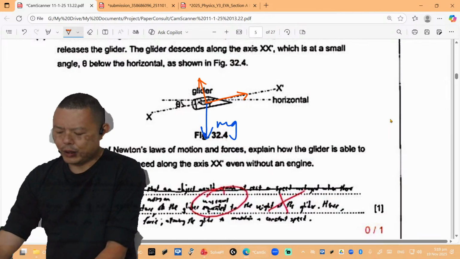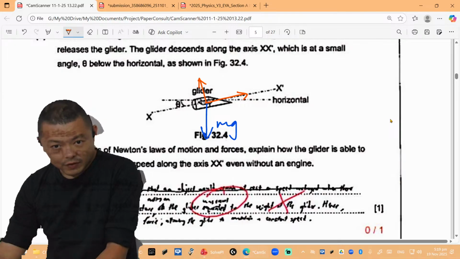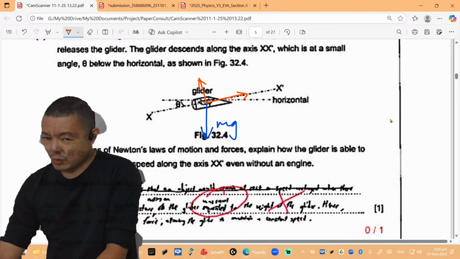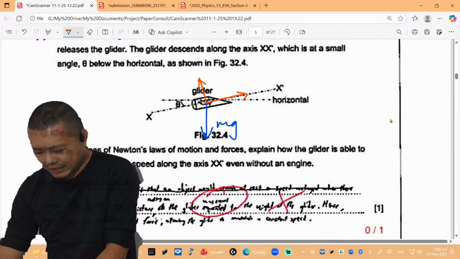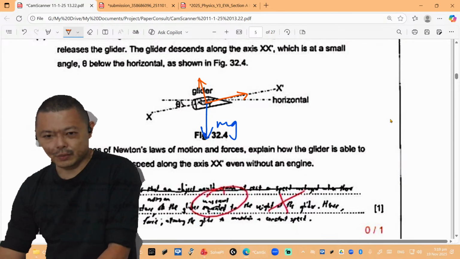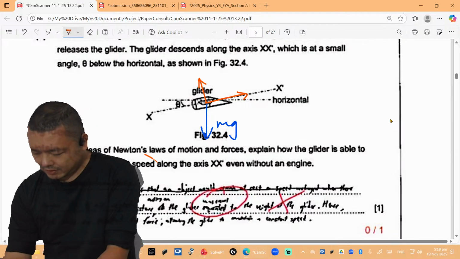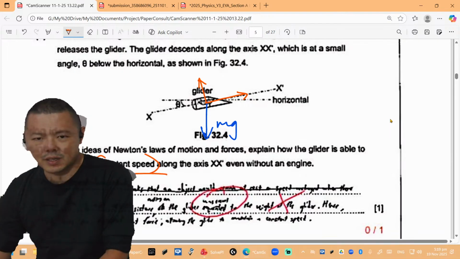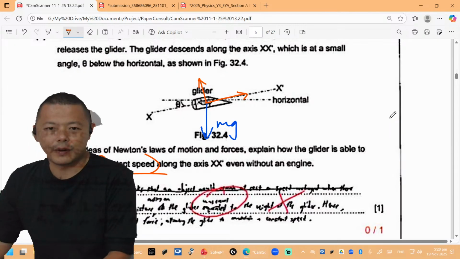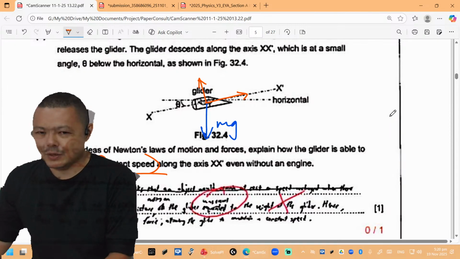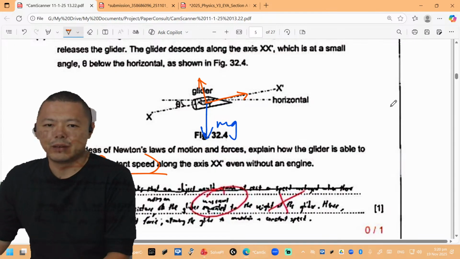If I want to keep it very simple and not overcomplicate it for you, I think you will only really understand this when you're in J1, because now there's really no need to. So we just focus on one thing. Constant speed means what? No acceleration, no resultant force, which means that the forces acting on the glider are balanced, right?